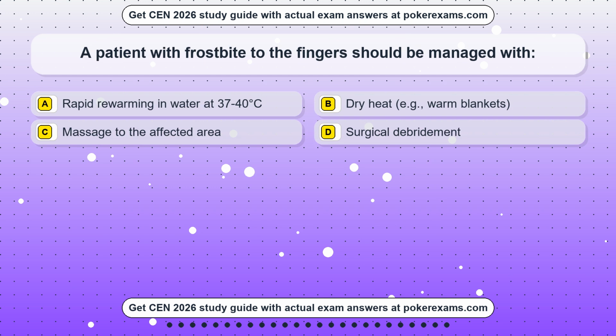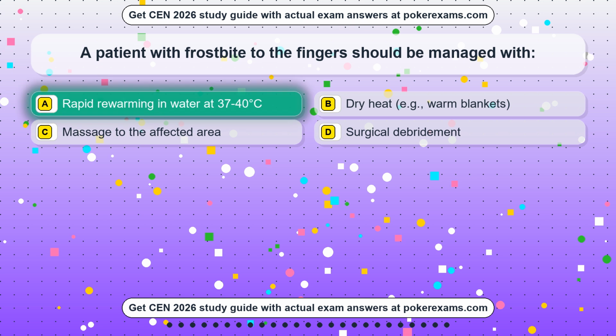Question 12. A patient with frostbite to the fingers should be managed with Option A, rapid rewarming in water at 37 to 40 degrees Celsius. Option B, dry heat, e.g., warm blankets. Option C, massage to the affected area. Option D, surgical debridement. The correct answer is option A. Rapid rewarming in water at 37 to 40 degrees Celsius.